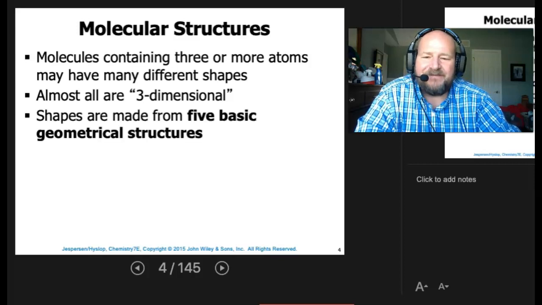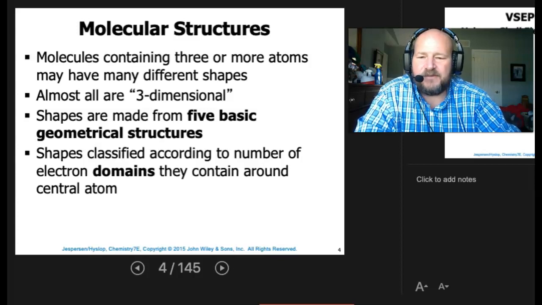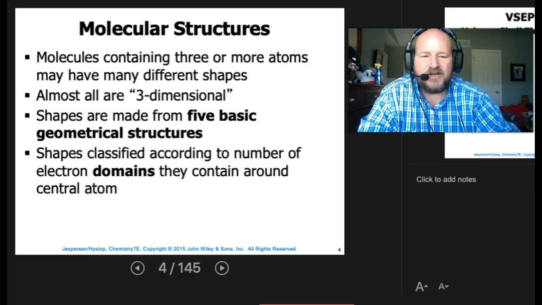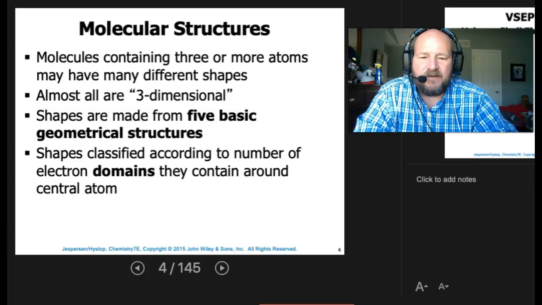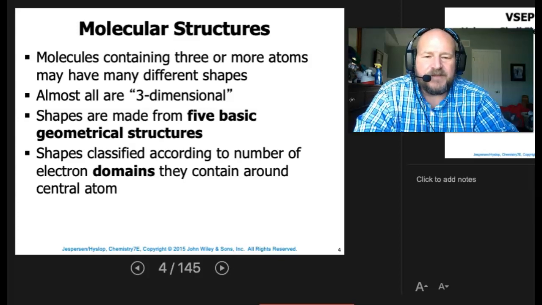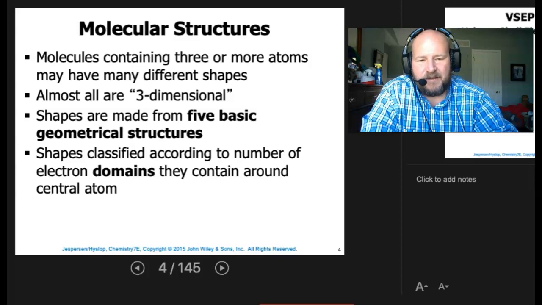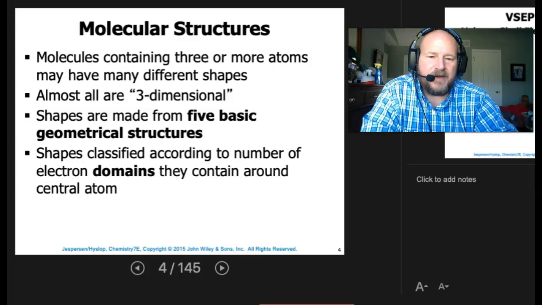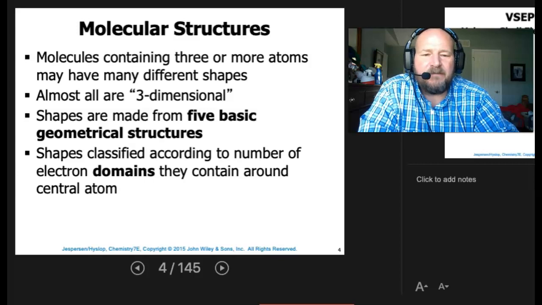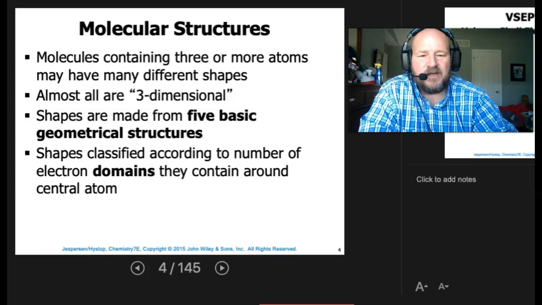The shapes are made of 5 basic geometrical structures. So we're going to start with 5 basic geometries, and then look at how we can break that down. Shapes are classified according to the number of electron domains they contain around the central atom. So we'll be focusing on the central atom and looking at these electron domains. And what we mean is, are they bonding, non-bonding? Are they paired up? Are they forming pairs? What are they doing there?